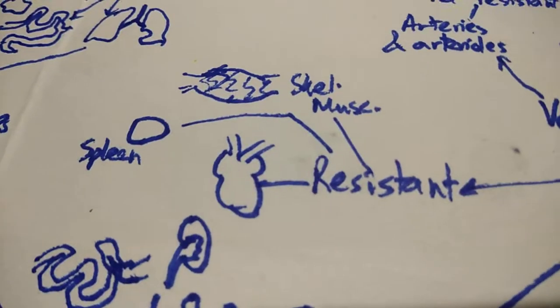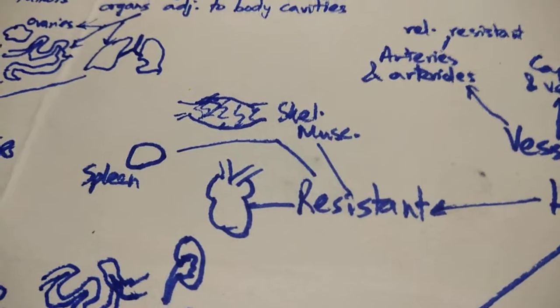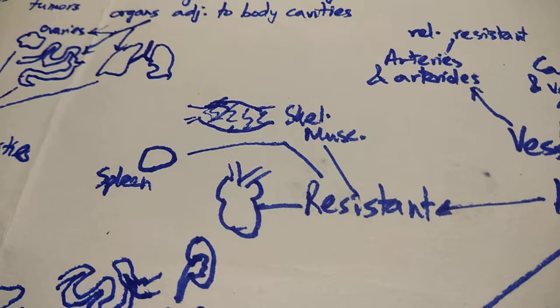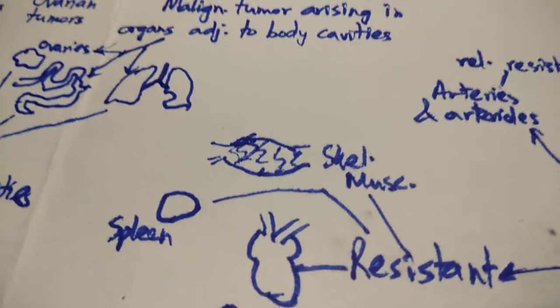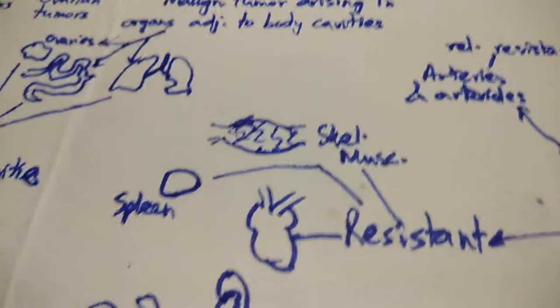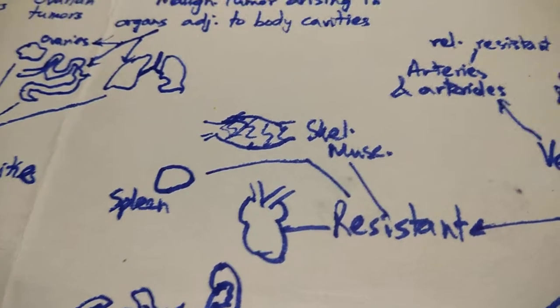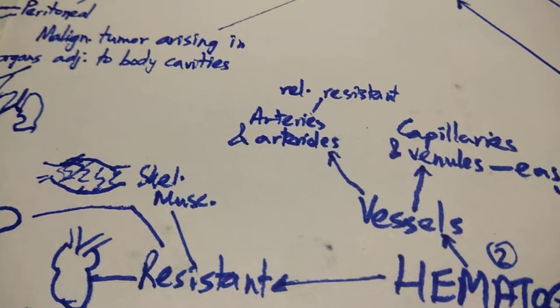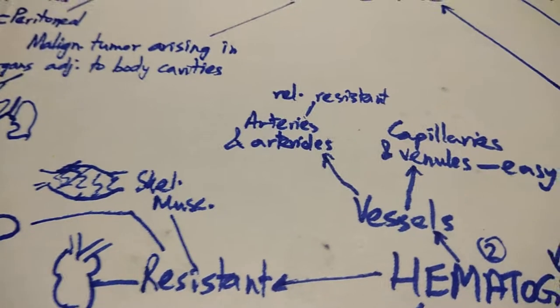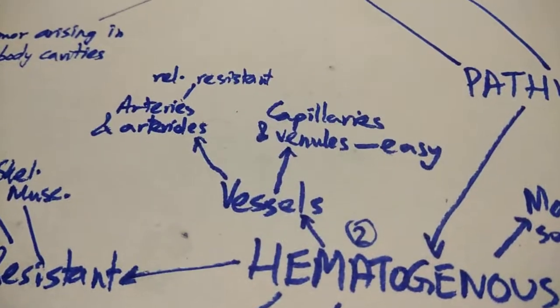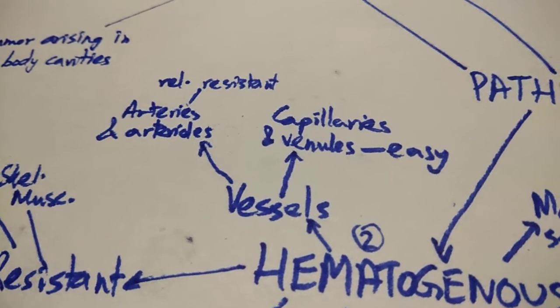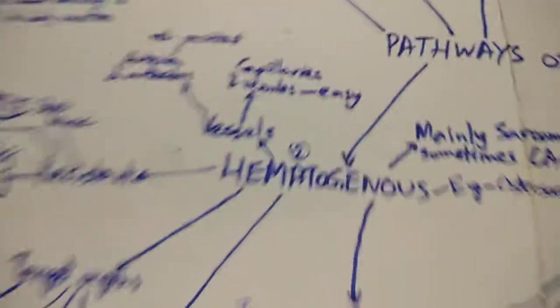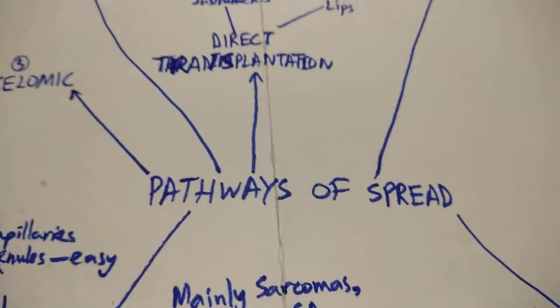With the heart, it's because of the generally rich oxygenated blood supply to the myocardium. A similar thing can be said for skeletal muscles. Because of the rich oxygenated blood supply, you rarely find tumors in the heart and skeletal muscle. And you find that vessels such as arteries and arterioles are relatively resistant because of the elastic lamina, while capillaries and venules are very easy to invade. That was the hematogenous pathway.